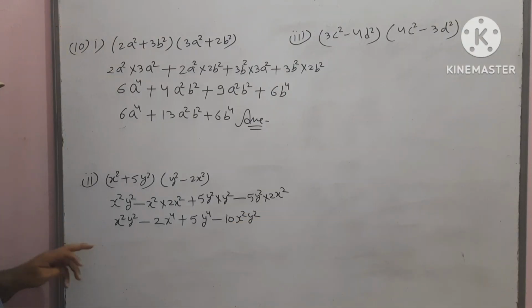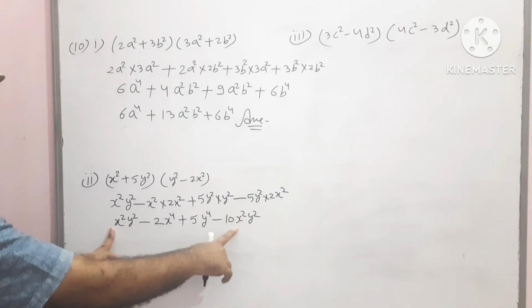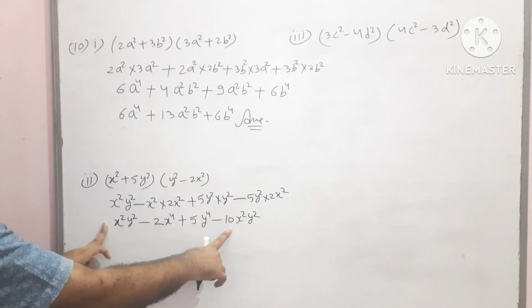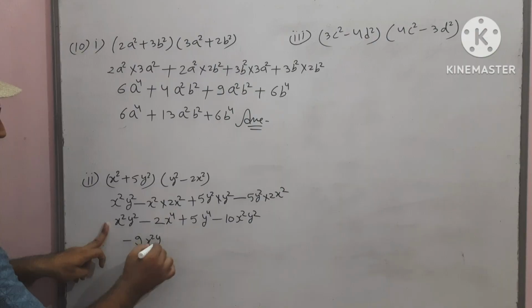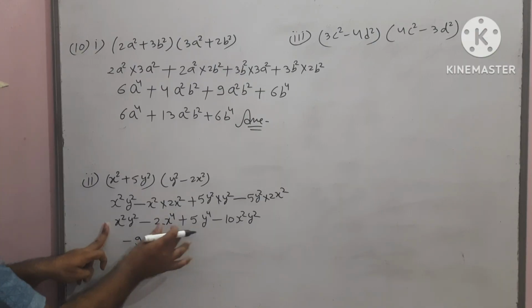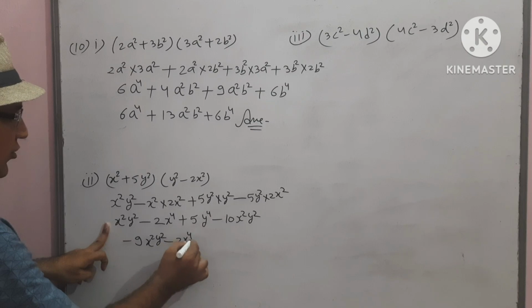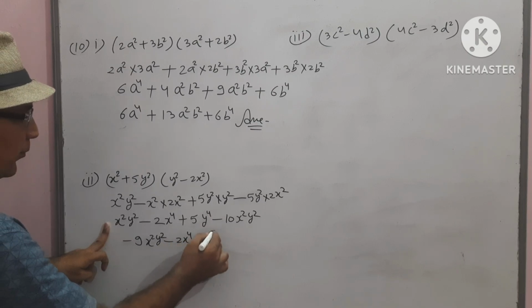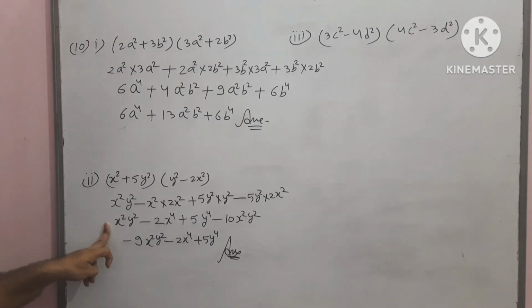y square. Now these two terms are similar. So this is 1, this is minus 10. 1 minus 10 is minus 9 x square y square. These two terms will remain same. So minus 2x power 4 plus 5y power 4, and this is your answer.